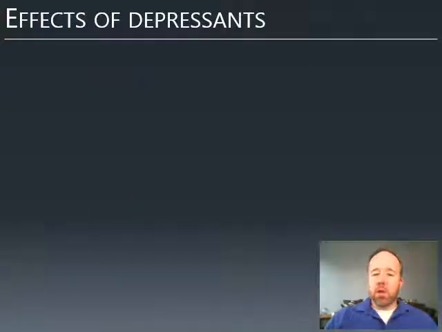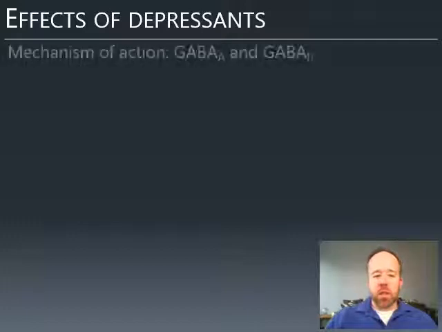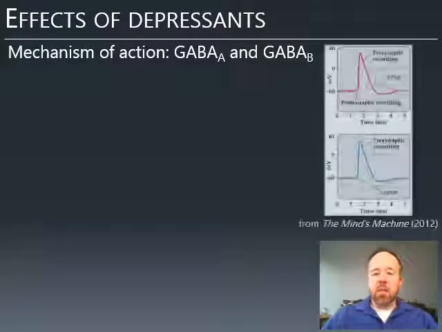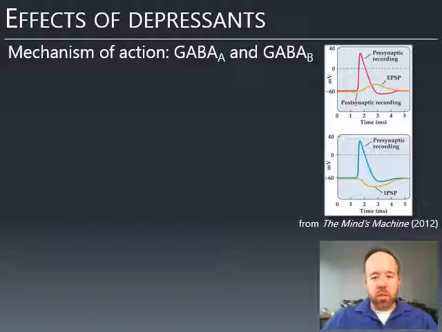So what do depressants do? So we mentioned some of the effects that depressants have. First, how do they have their effects? So the way that depressants work is through what are called GABA receptors. If we recall, GABA is one of the main neurotransmitters in the brain, and it's the main inhibitory neurotransmitter.